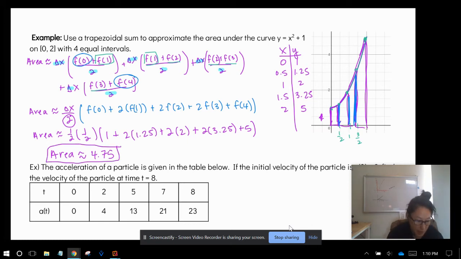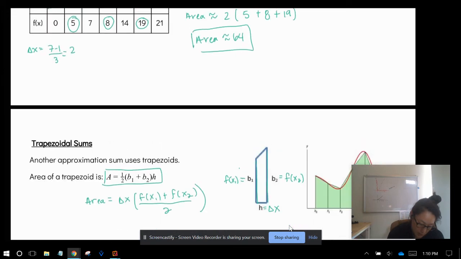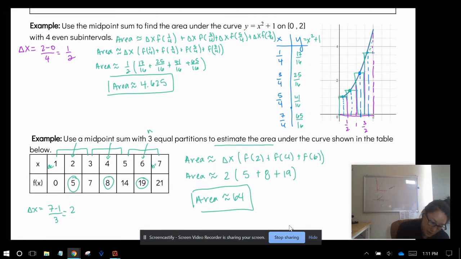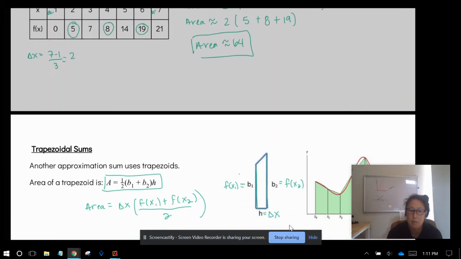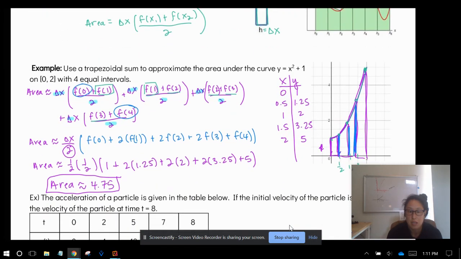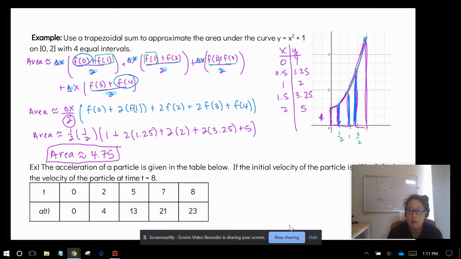And when I compare that to my midpoint area of 4.625, it's pretty stinking close. We know that the trapezoidal Riemann sum is the most accurate estimation that we have. Okay, it's the most accurate.